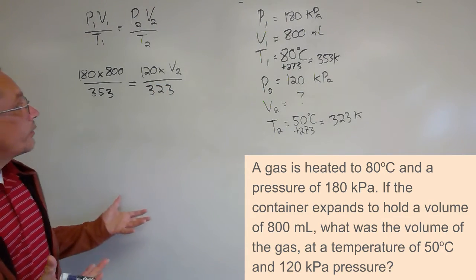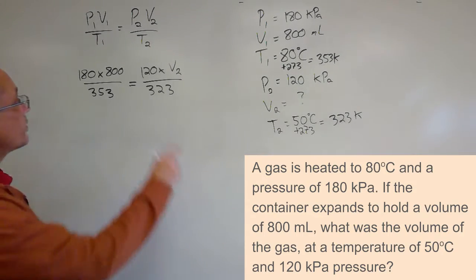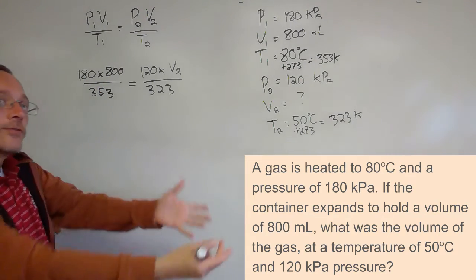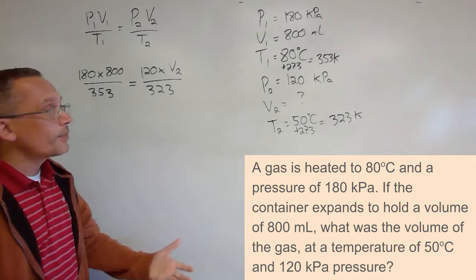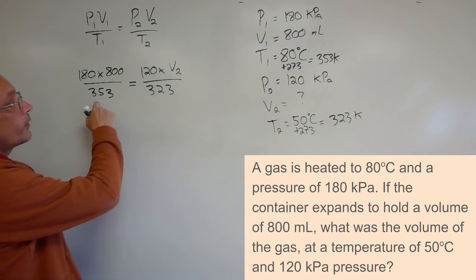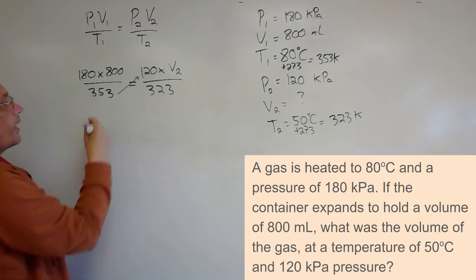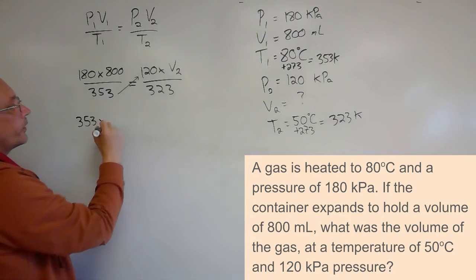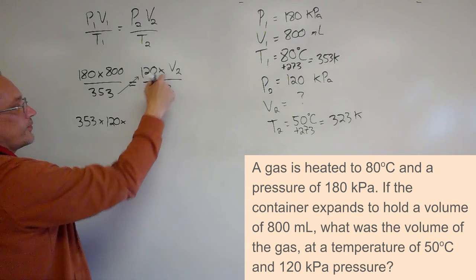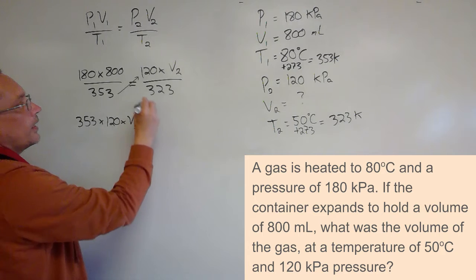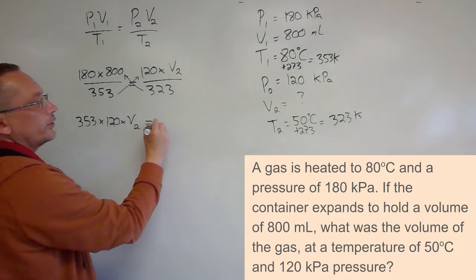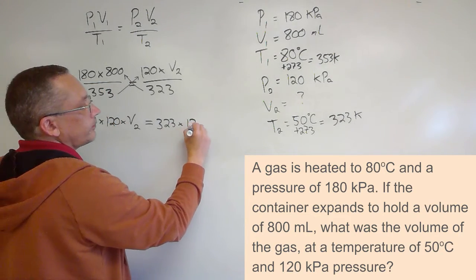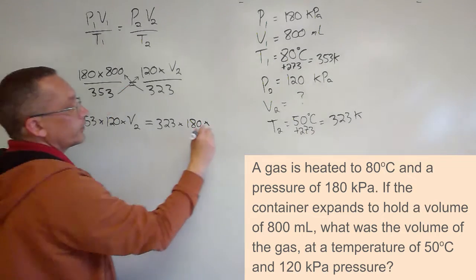Now we're going to cross multiply. You could simplify this first and then cross multiply, but I find it easier to just do it all in one step. You do what works for you. I'm going to write it all out just to be really clear. When I multiply this way, I have 353 times 120 times V2, and I have 323 times 180 times 800.